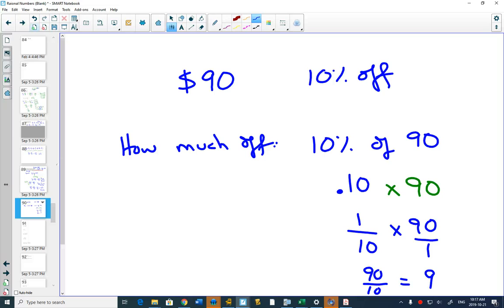So if something says 10% off, that's going to give you $9 off. Okay? And so you would pay, how much would you pay? $81. The shortcut for doing 10%, 1/10, is just move the decimal place over 1. See how you get $9 that way?